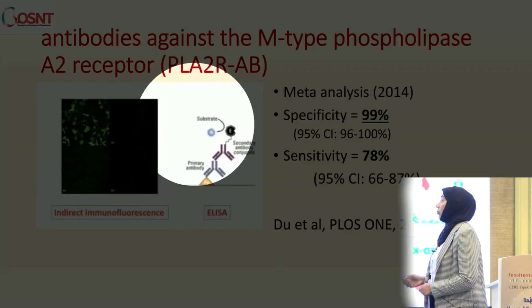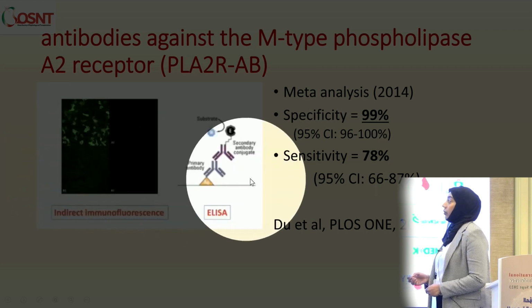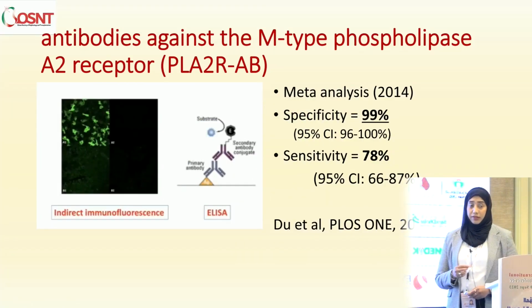Immunofluorescence gives you only a positive or negative test, but is more sensitive. ELISA will give you more quantitative results, and so it is important for monitoring of the disease.